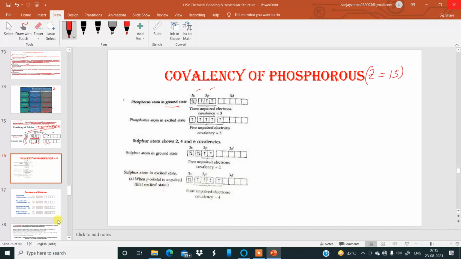So when an electron from the 3s orbital is transferred to the d orbital, then we get the phosphorus atom in the excited state, which has 5 unpaired electrons. The covalency is 5. Otherwise, in the ground state, the covalency is 3. In the first excited state, the covalency is 5. So like sulfur, over here we can see phosphorus is exhibiting a covalency of 3 and 5, but we have seen already in sulfur it is showing a covalency of 2, 4, and 6, which you can see over here. It has been explained already in the previous slide.